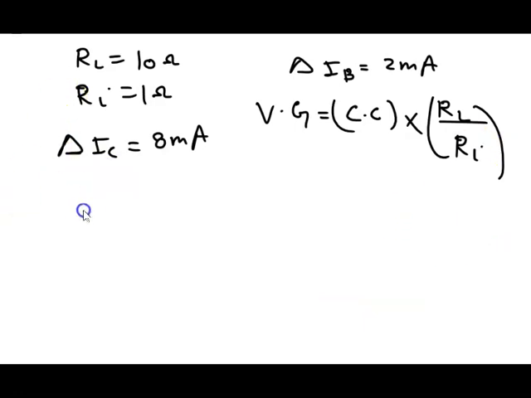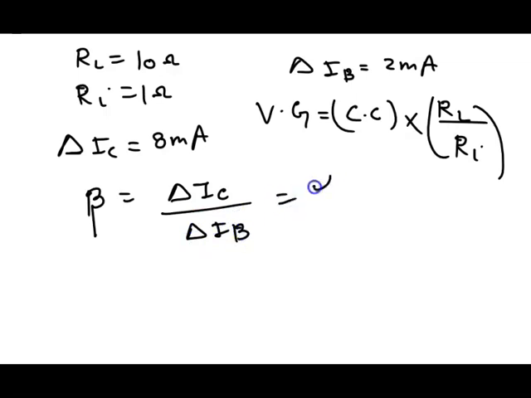In a common emitter amplifier, beta is the current gain. You are making the emitter the common. Beta, the current gain, is delta IC upon delta IB, which is equal to alpha upon 1 minus alpha. You already know alpha is the current gain in the common base configuration. Delta IC is 8 milliampere and delta IB is 2 milliampere. So it will be 4.